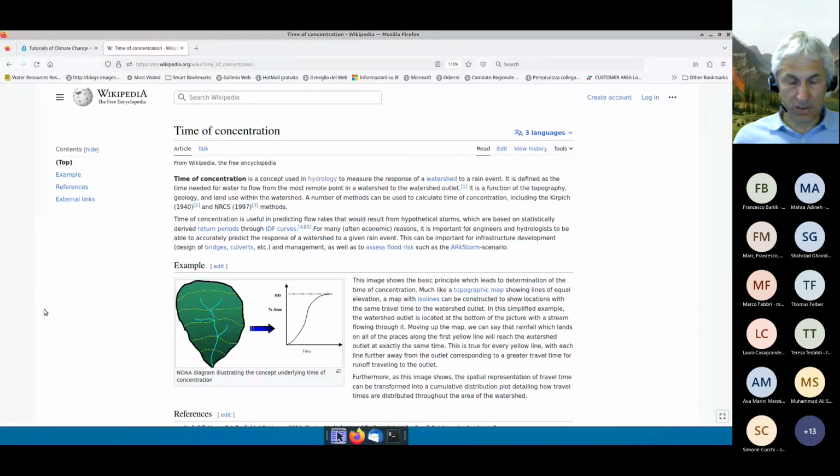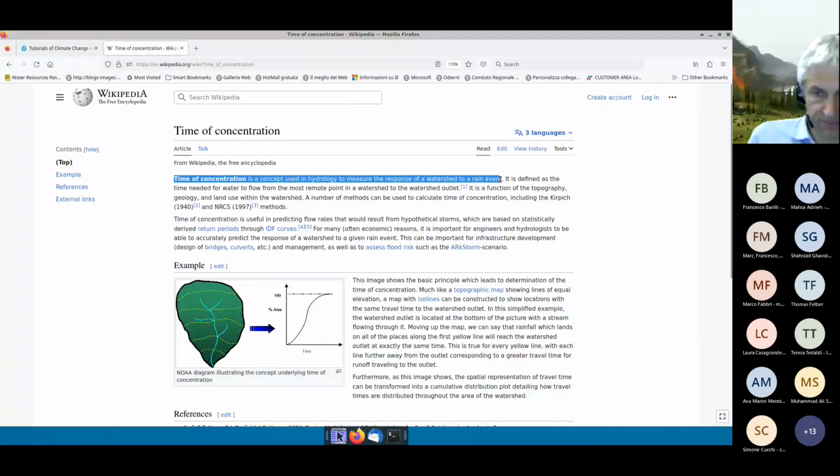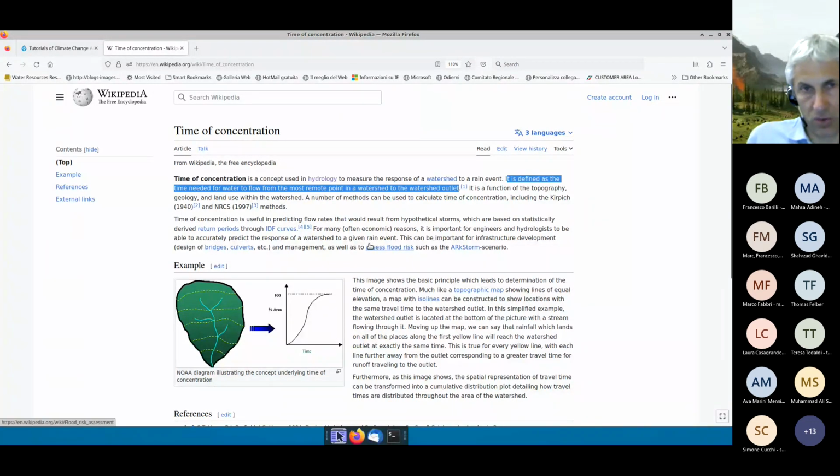Okay, let's have a look and then I give you a definition in poor words. Time of concentration, it's a concept used in hydrology to measure the response of a watershed to a rain event. Definition. It is defined as the time needed for water to flow from the most remote point in a watershed to the watershed outlet. Okay. It's the travel time of water through the catchment.